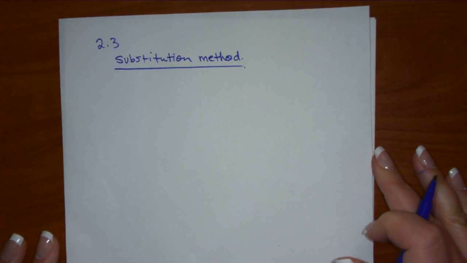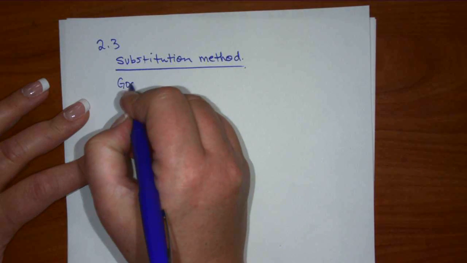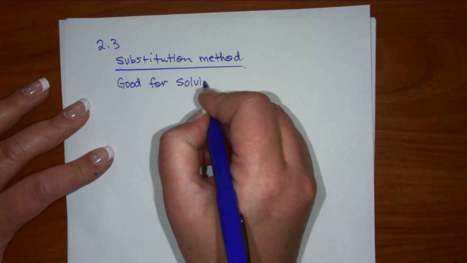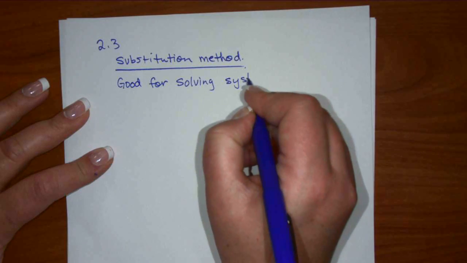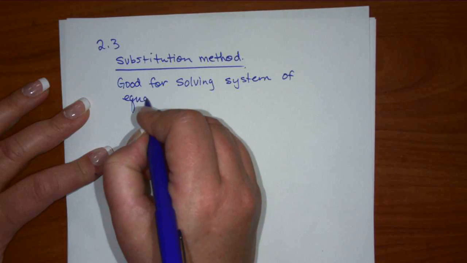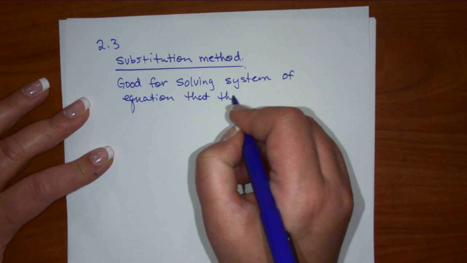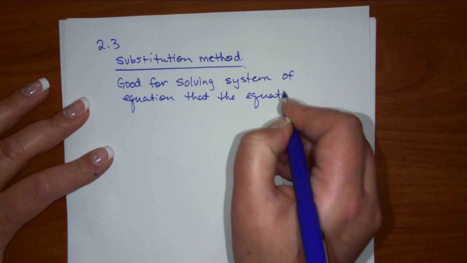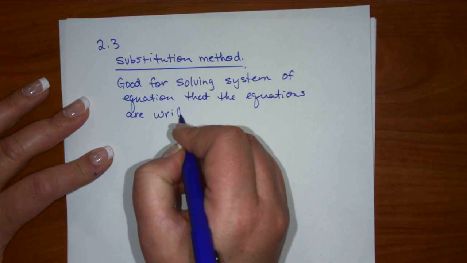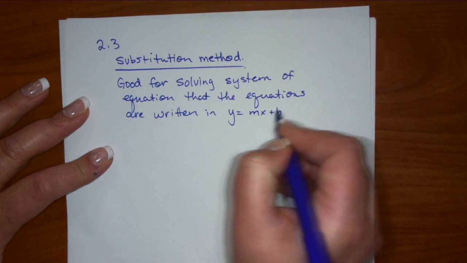So the substitution method is good for solving systems of equations that the equations are written in y equals mx plus b form.